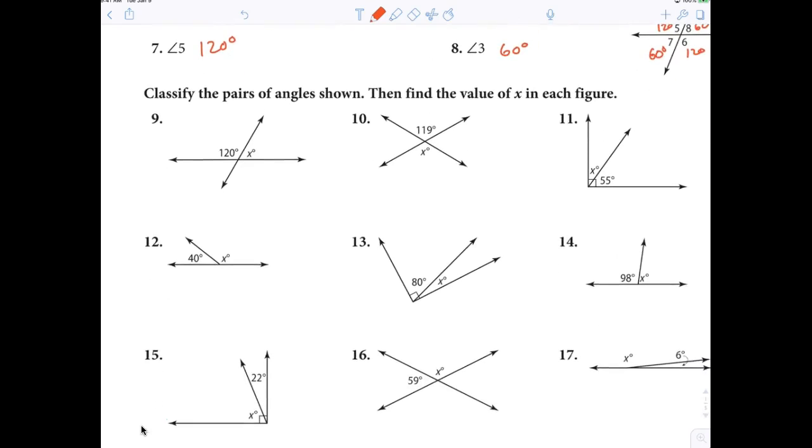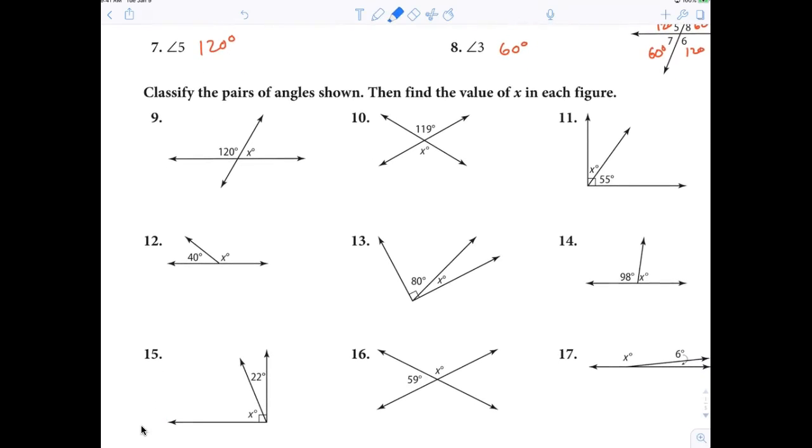Okay. Now, who remembers number 9? What are those angles called right there? We just talked about it. They are called supplementary, right? Because they make a line. Everybody good on this?